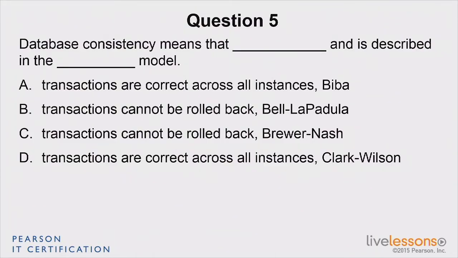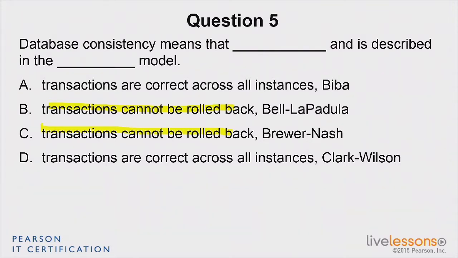So you have two ways to approach this question. Either you know what database consistency means, or you remember the model. So if you think about database consistency, we have two choices here. The transactions are correct across all instances, or the transactions cannot be rolled back. Now consistency, if you just think about the word, means that it's going to be correct or the same in multiple places. So we're going to get rid of our rolled back. So now we like A and D, that the transactions are correct across all instances.